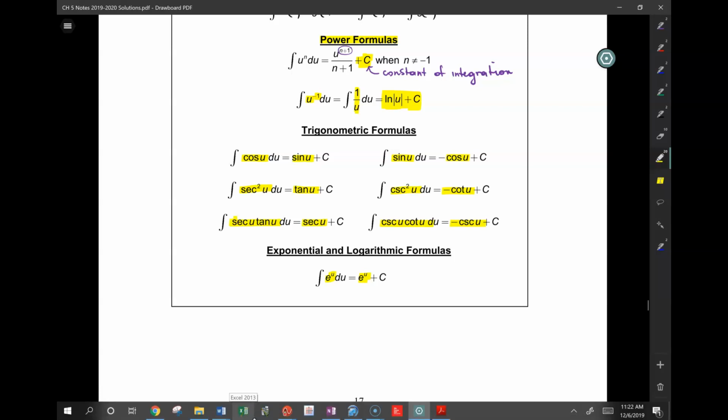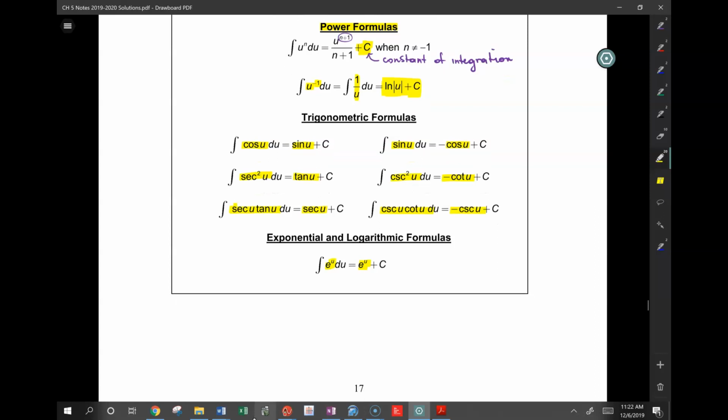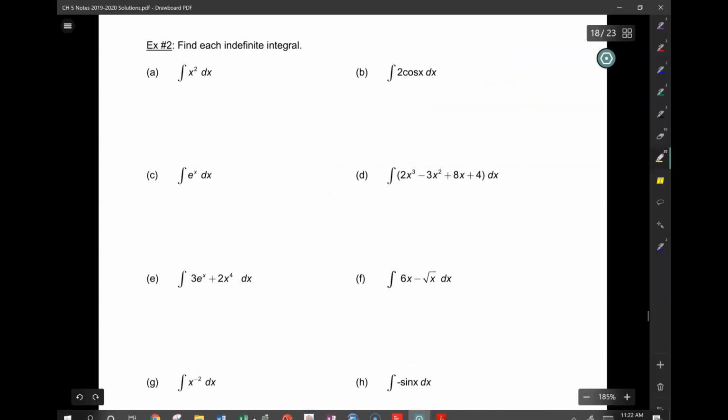The most common place where students lose points in these problems is they forget the plus c. And I am making you a promise. You will lose points every single time. There is no grace period. Okay?